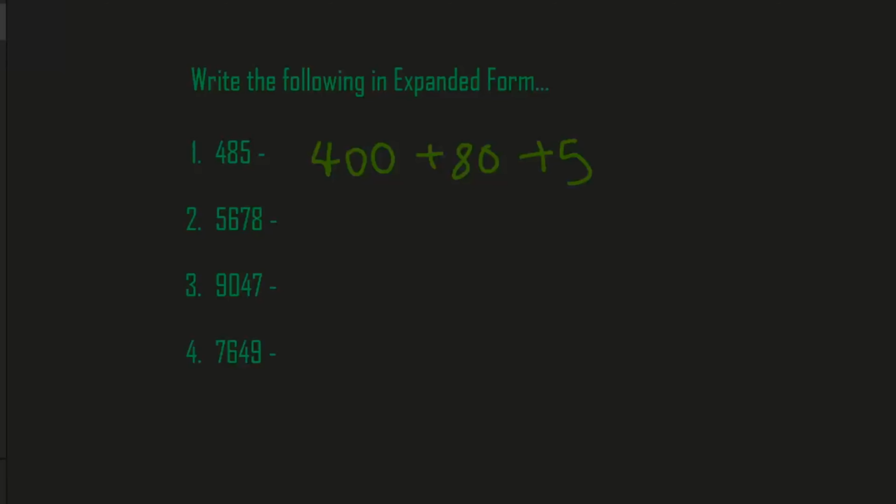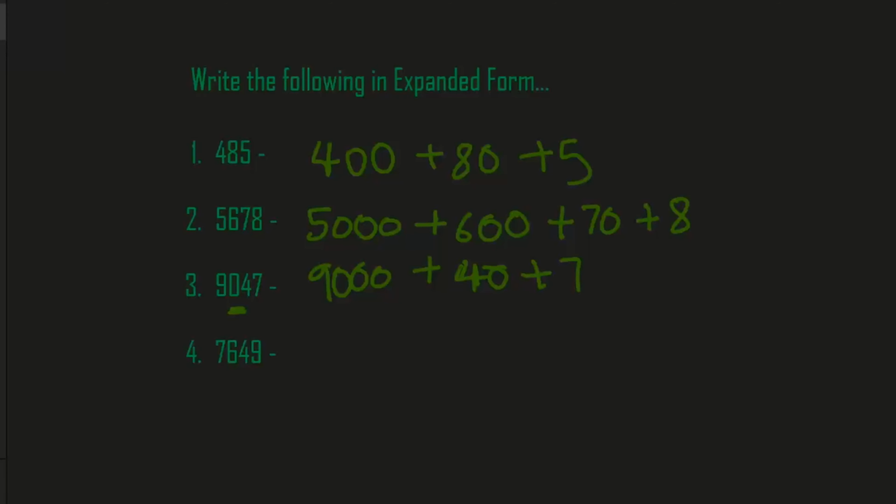5,678. That's your second one. So 5,000 plus 600 plus 70 plus 8. Next, 9,047. 9,000 plus 40, because there is no number here, plus 7.